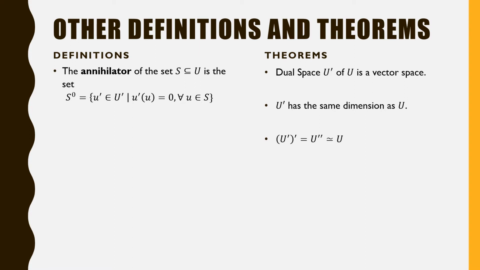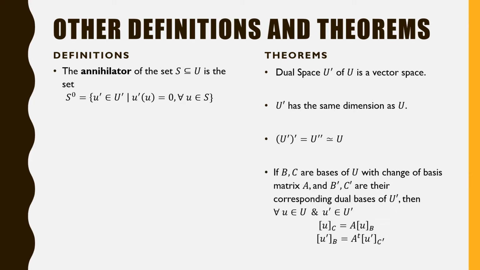Next, if we take the double dual, or the dual space of the dual space of U, so U double prime, there's actually a natural isomorphism between U double prime and U. Now, of course, they're all vector spaces of the same dimension. So technically U, U prime, and U double prime are all isomorphic because they're vector spaces of the same dimension. But the relationship between U double prime and U is actually more natural than just simply having an isomorphism between them. So we'll explore that a little bit later in the lecture as well.